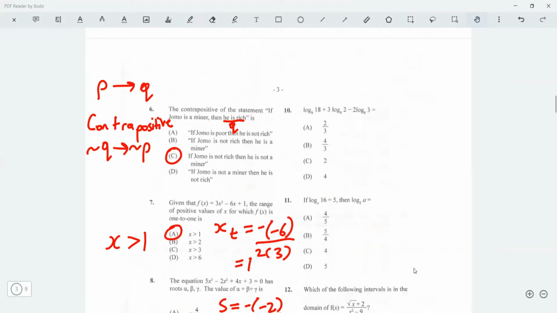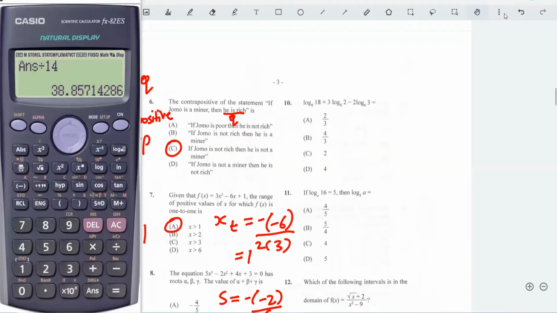All right. And question 10. Anytime you get a logs question, please don't work it out. Just take out the calculator. Pop that calculator to do this question. So we have log base 8 of 18 plus 3 log base 2 of 3, log base 8 of 2, minus 2 log base 8 of 3. You pop that calculator and we get 4 over 3.